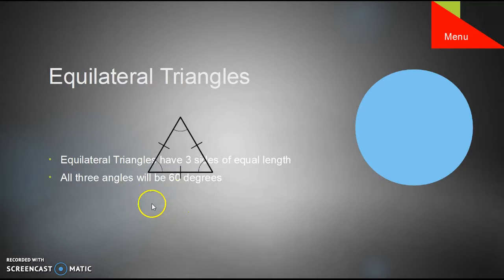So it's pretty simple that if you have three angles, they have to equal 180 degrees, divided by 3, you get 60 degrees. So if you know any triangle is equilateral, you automatically know what the angles are, and you can determine the sides as long as you know one side.